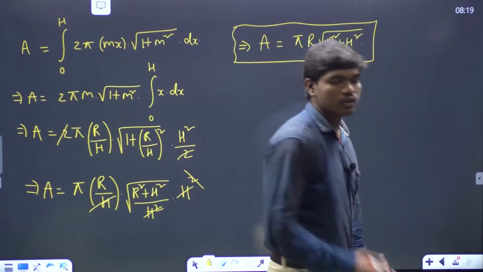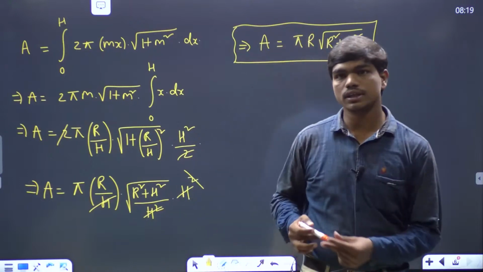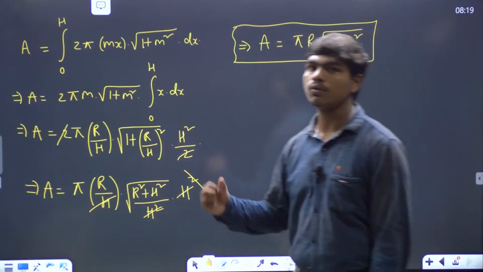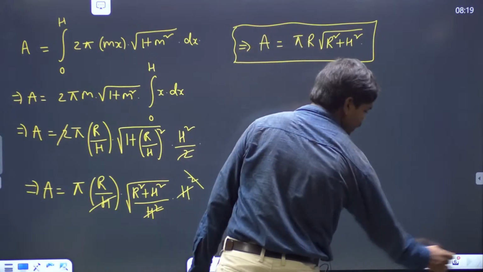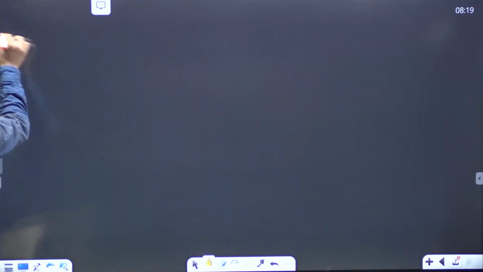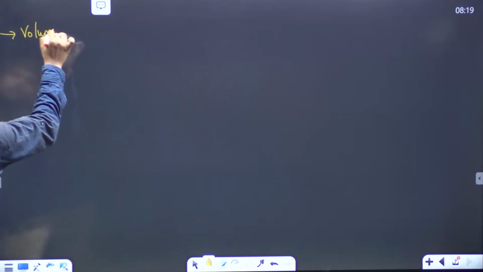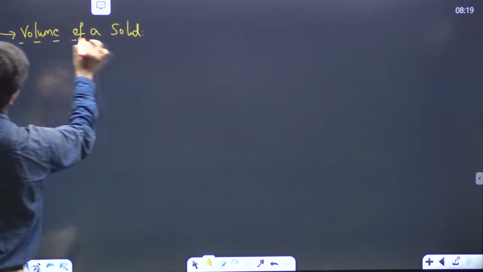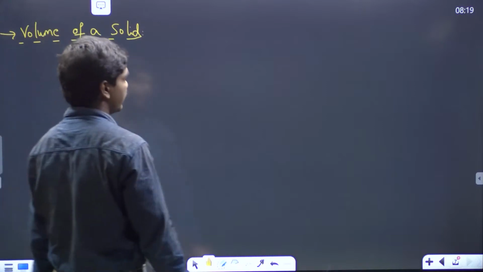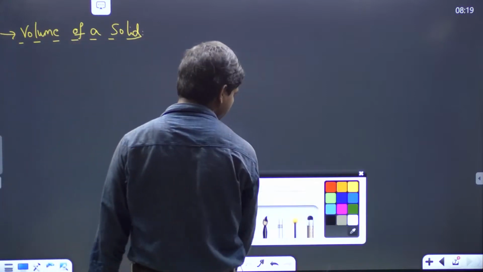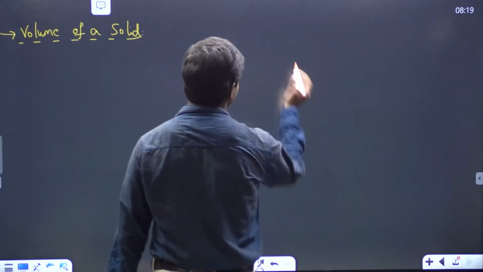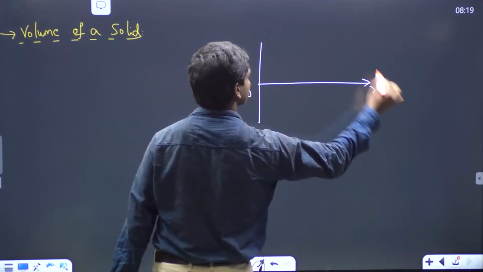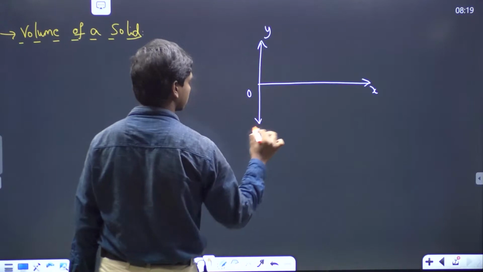So then we'll go for something called volume of solids. Okay. So we have seen how the lateral surface areas are evaluated using these integration techniques. Now we'll go a step ahead and see how the volumes are calculated using this. Okay. Volume of a solid. Again, see, the same thing I'm going to draw once again here. The same diagram. Origin, x, y, and minus x.